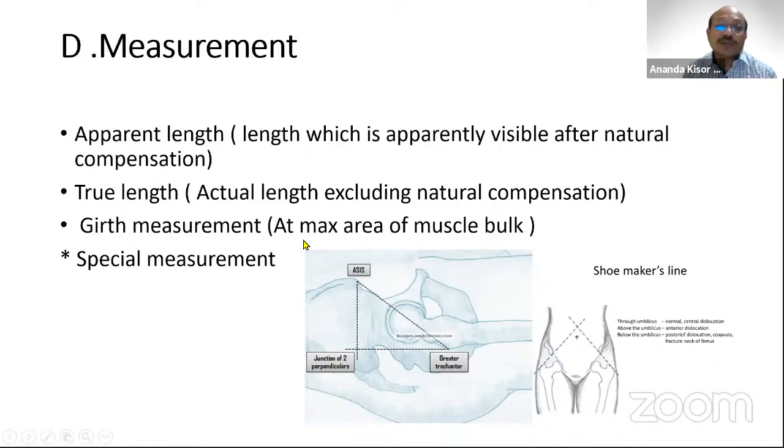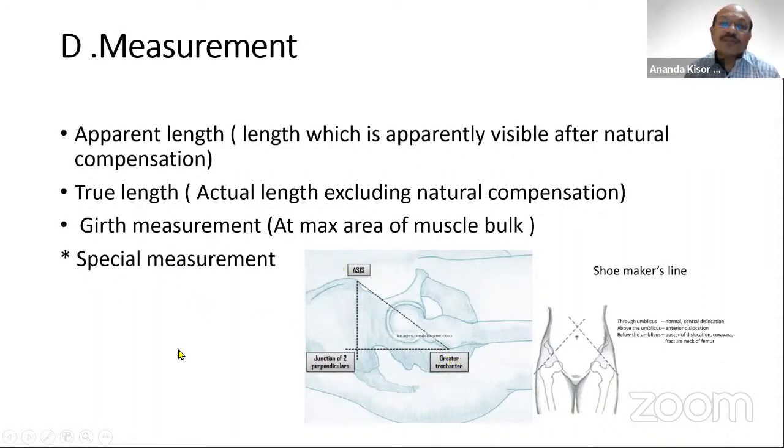Next is the girth measurement. That is the maximum area of the muscle bulk. We have to ascertain it on the normal side first, and mark the point. Suppose in the upper third of the femur on the normal side, the point of maximum muscle bulk is 10 centimeters from the anterior superior iliac spine. Then on the affected side, we have to examine the same area and compare the muscle bulk. And there are some special measurements, of which the most important is Nelaton's line.